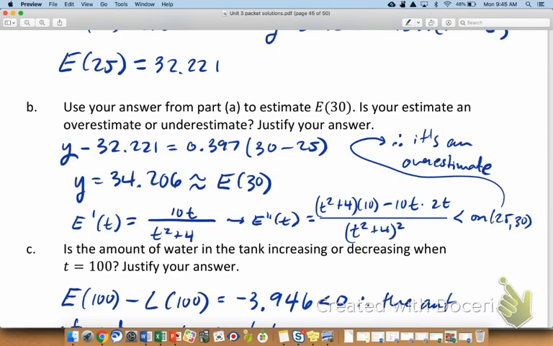Alrighty, so then I'm asked to determine whether that is an overestimate or an underestimate, and in order to do that I have to figure out what E double prime of t is, because I need to be able to figure out the concavity of E. And so I find E prime on my way to finding E double prime. Did y'all do the quotient rule? Or a product chain combo?